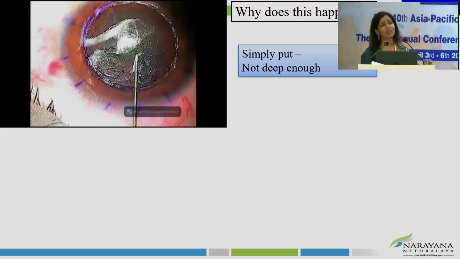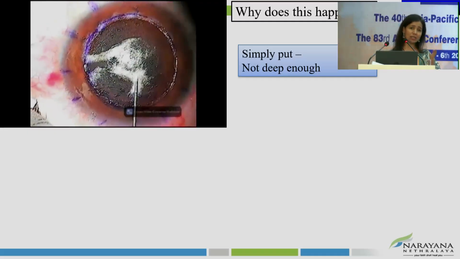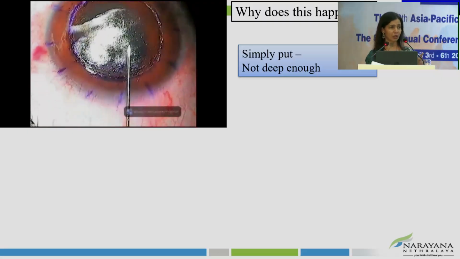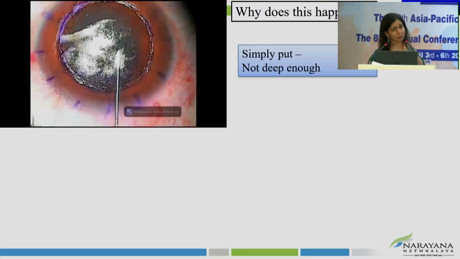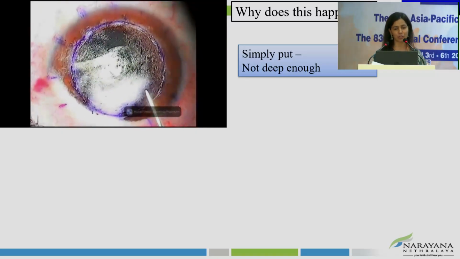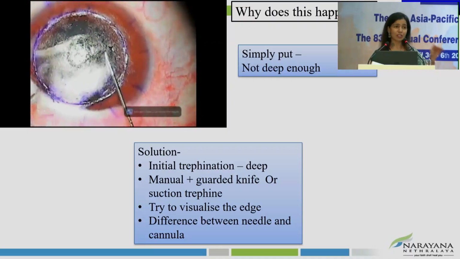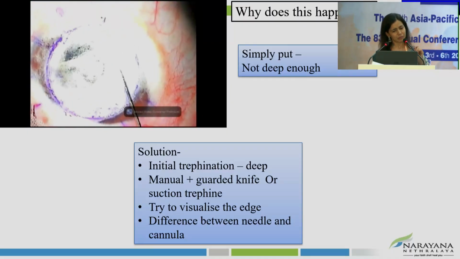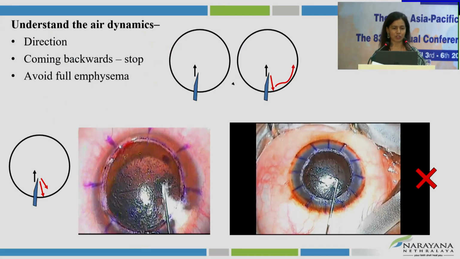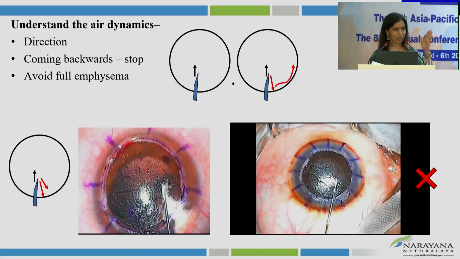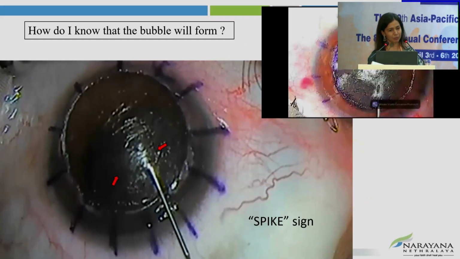Right? But there are always some glitches which can happen. One is, of course, especially when we are starting out, not getting the bubble at all. You inject, you get a lot of emphysema into the stroma. This, simply put, is you're not deep enough. You're injecting into the stroma, and so you're just getting a little bit of emphysematous bubbles. So the initial trephination has to be deep, and I was discussing how you can go deeper. And if it's a cannula, you really have to make sure you're deep. If the air is coming backwards, then you're not going to get the bubble. So come out and try in a different area. The air has to go forwards, and that's when you're going to get the bubble.